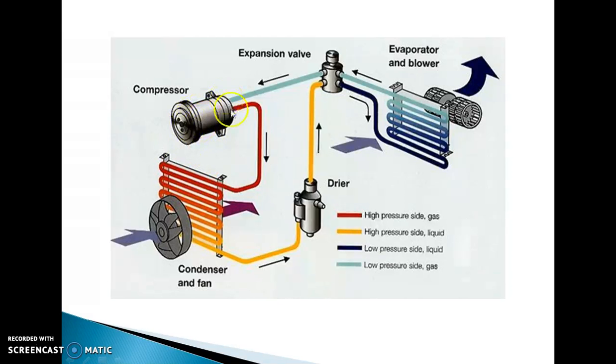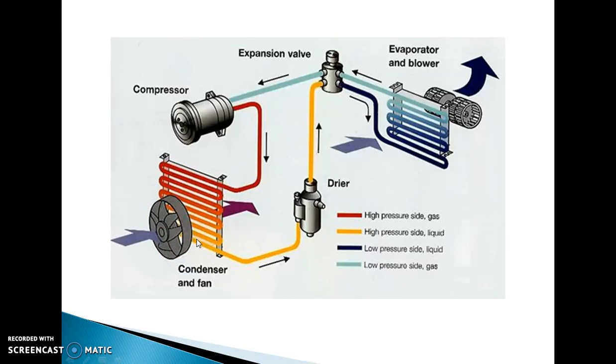This is our compressor. The compressor compresses the refrigerant to a high pressure, high temperature. Then this is the condenser. These condenser coils are fitted in the area of the radiator. That condenser condenses the refrigerant. The fan may or may not be provided, depending upon the application or the construction of the compressor and condenser.